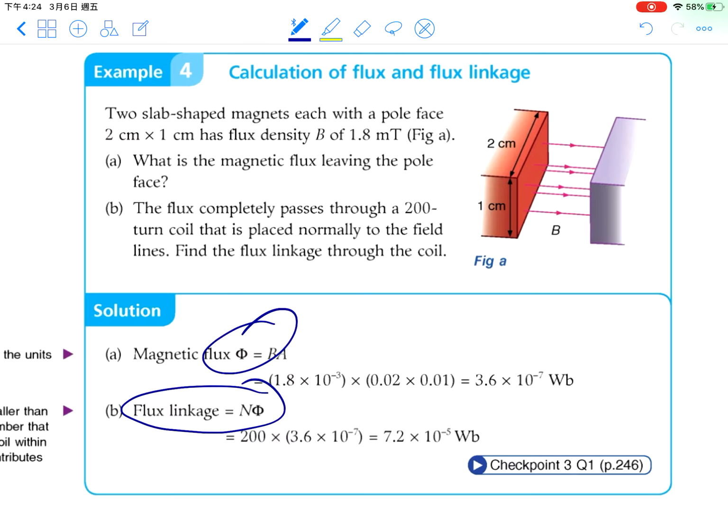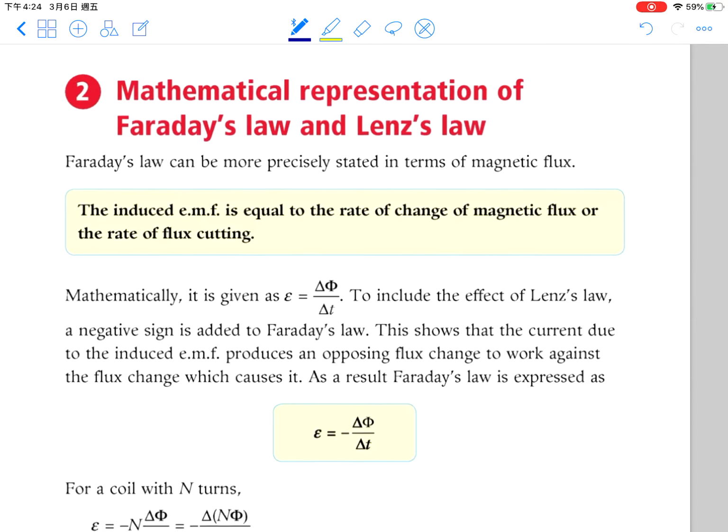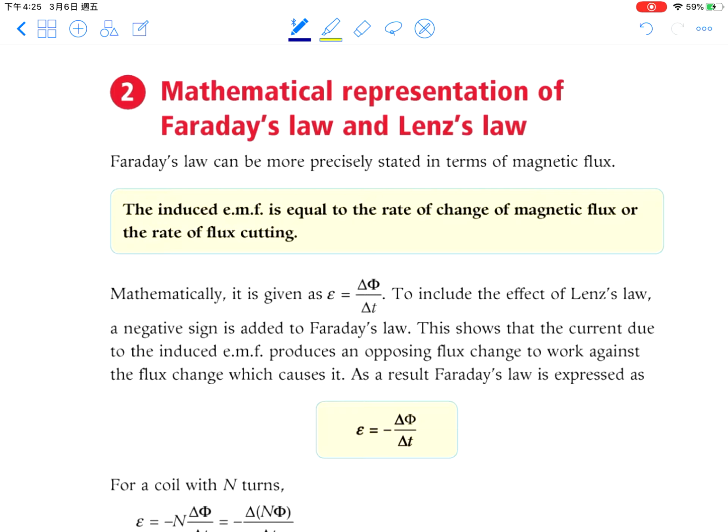Now here is the calculation, B times A. Flux linkage is N phi, NBA. Unit is Weber. 幾多 magnetic field lines 穿過去啊，磁通量。 This is the most important part in chapter 5.2.